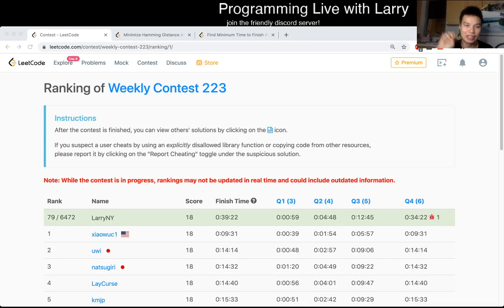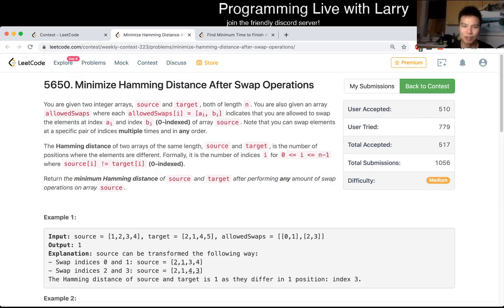This is me going with Q3 of the weekly contest 223. Minimize hamming distance after swap operations.